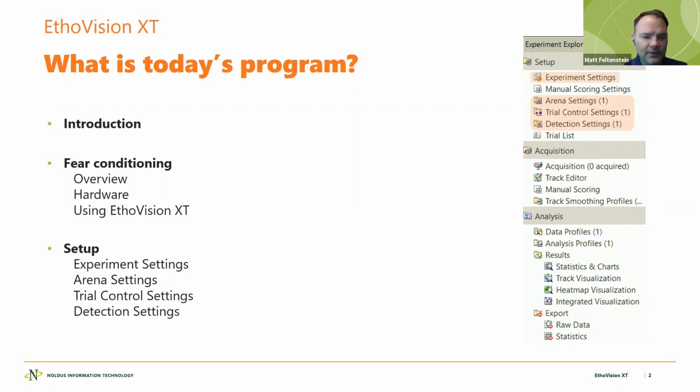The trial control settings. This is what's really important to make sure not only that you're tracking your animal for the duration that you'd like to track, but also controlling the hardware when you want to. And finally, the detection settings, which is the heart and soul of the software, making sure that you set it up in such a way that you're able to track freezing behavior, which is the heart of the measurement that you would like to do for fear conditioning studies.